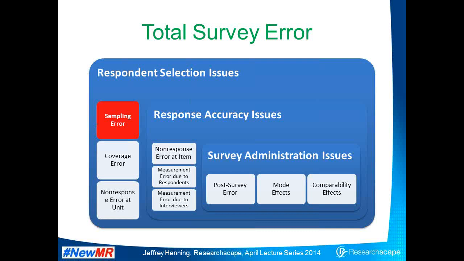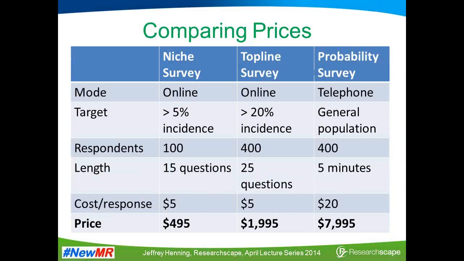So sampling error is the main thing that I want to talk about. There are lots of types of error. The total survey error framework covers many different problems that can arise with survey research. When you're selecting respondents, there's non-response error at the unit level, which means that individual respondents of particular demographics, for instance, haven't even taken the survey. Once they take the survey, there's item non-response error and measurement error. If you're using interviewers, there can be interviewer error. There are mode effects. There's all kinds of error that we need to keep in mind, but I'm really just going to focus today on sampling error as it relates to online surveys.